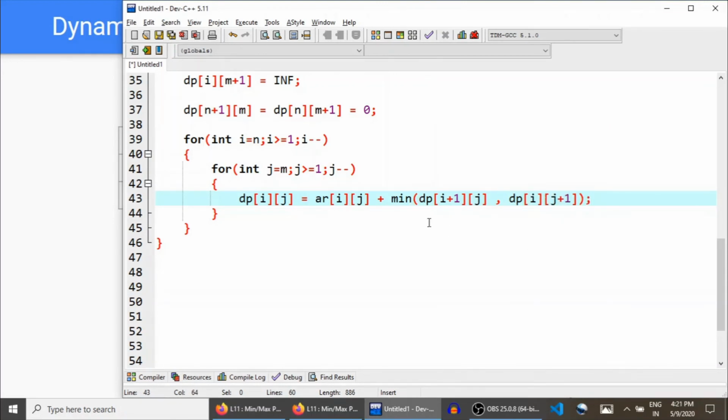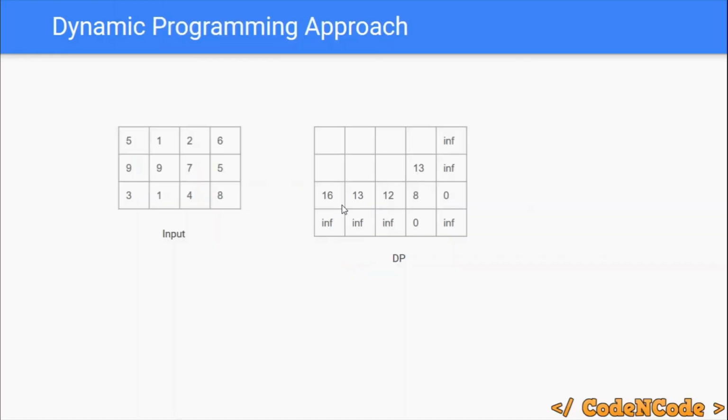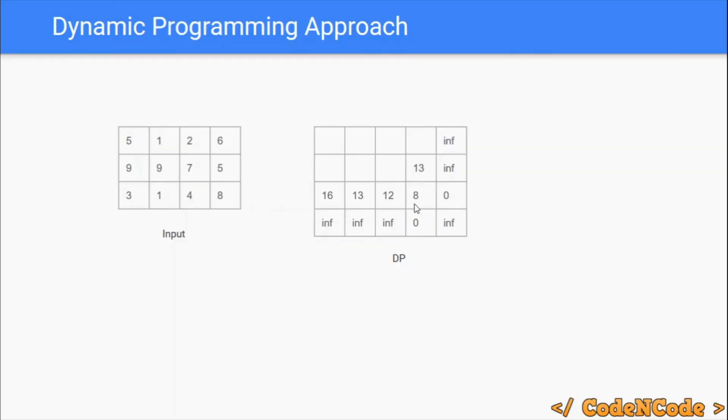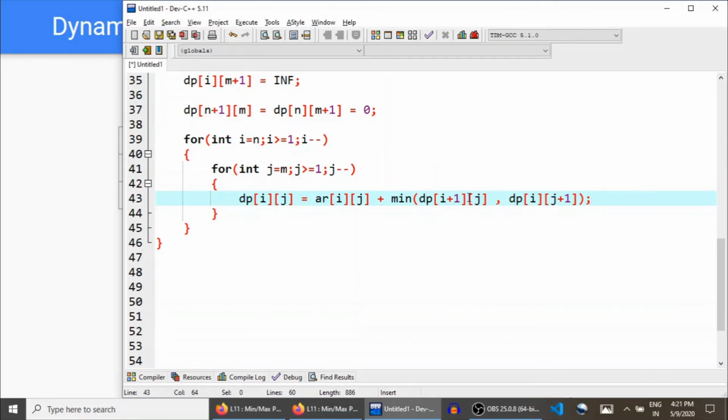That's all. Now see what is happening here. To fill each cell, of course we take the cost of that cell. That is why we add ar of ij plus the minimum of either down or right. So this is down, i plus 1 j, and this is right. So the minimum of these two. This way the dp array is filled.